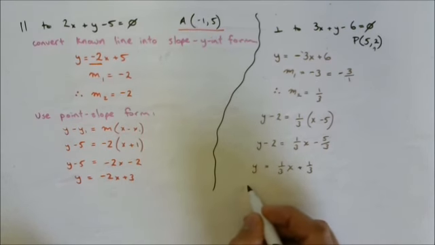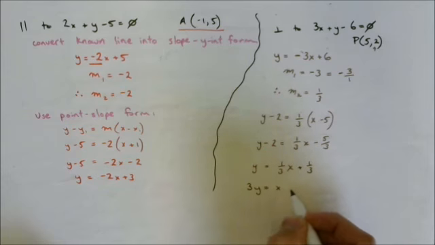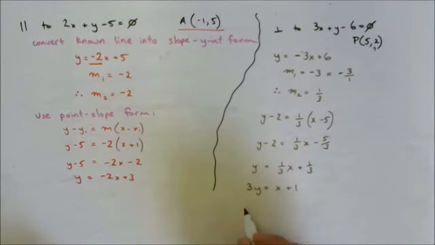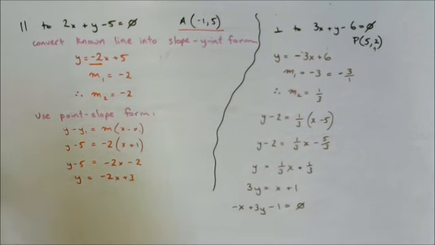I'm going to do that first. 3y equals x plus 1. And subtract x from both sides, subtract 1 from both sides, end up with negative x plus 3y minus 1 equals 0.